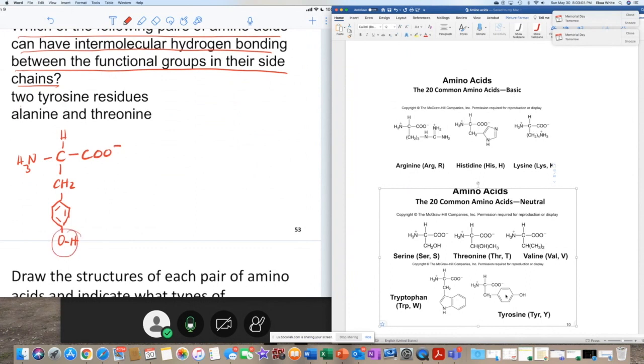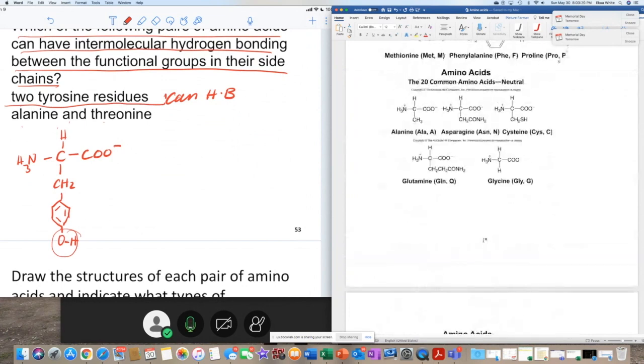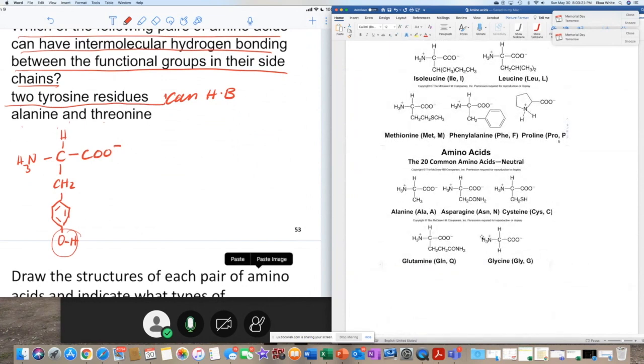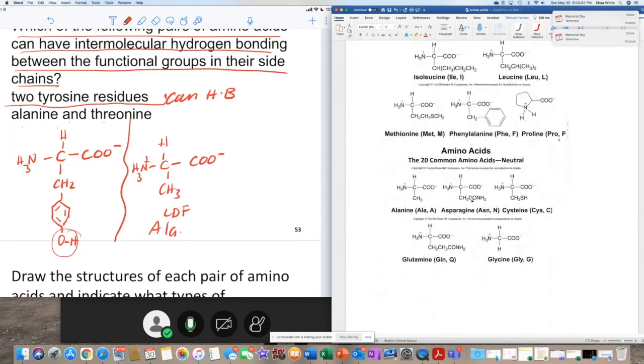By having this OH here, this could hydrogen bond with something else, right? Because you have the OH. So 2 tyrosine residues can hydrogen bond. What about alanine and threonine? Alanine and threonine together. Let me find those structures here. So let me draw that over here. Alanine, oh, I already see the answer to that. Can these hydrogen bond with each other? Let's see. NH3 positive. This is CH3. This is LDF, y'all. This is alanine. What about threonine? Threonine. I haven't actually drawn that today, have I?